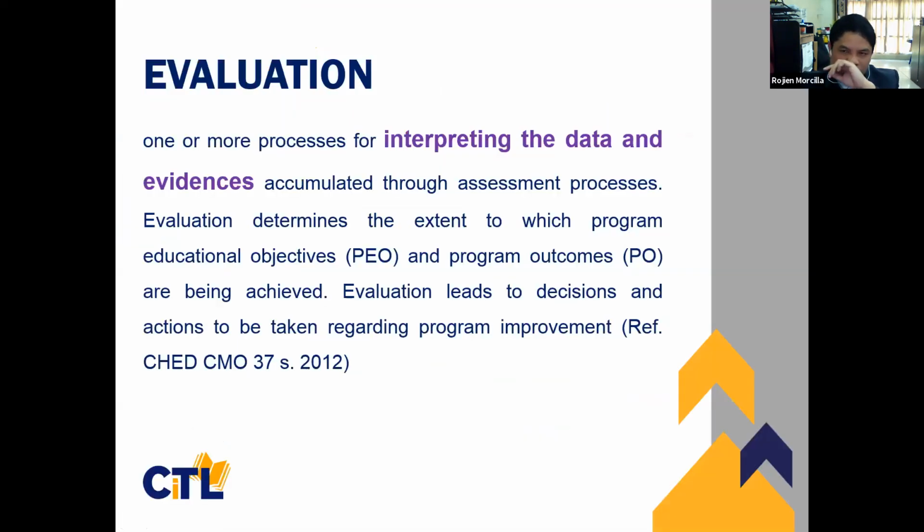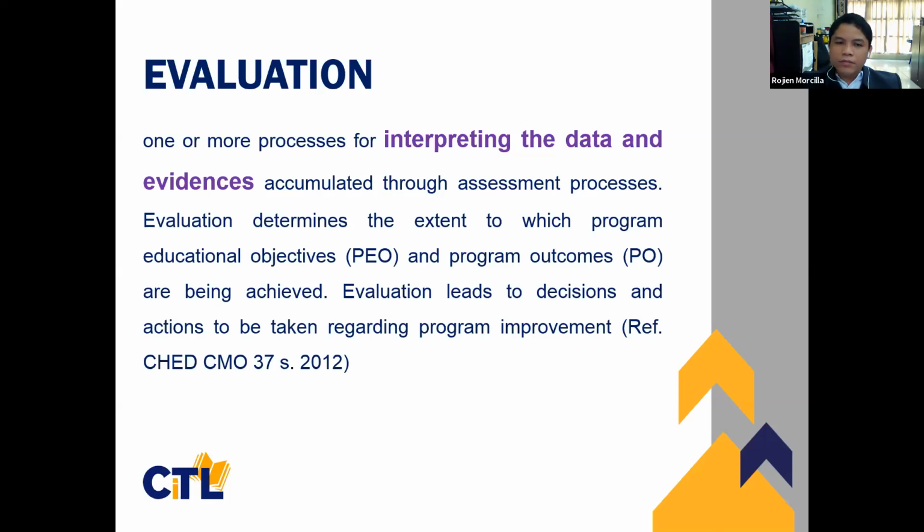Okay, so after assessing and getting the results, the next thing to do is evaluation. Evaluation is one or more defined processes for interpreting the data and evidence. After gathering and assessing, and having used and obtained the data, the next thing is you need to interpret our results, whether the student attained the program outcomes, PEOs, or course outcomes that you stated. Evidence accumulated through the assessment process, and evaluation determines the extent to which the program educational objectives and program outcomes are being achieved.